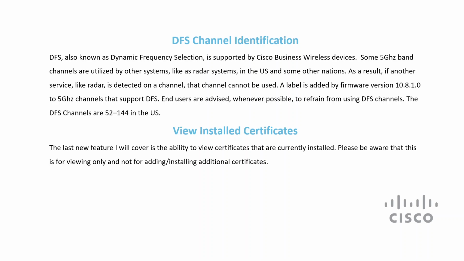As a result, if another service, like radar, is detected on a channel, that channel cannot be used. A label is then added to the 5 GHz channels that support DFS. End users are advised whenever possible to refrain from using DFS channels. In the United States, the DFS channels are 52 to 144.